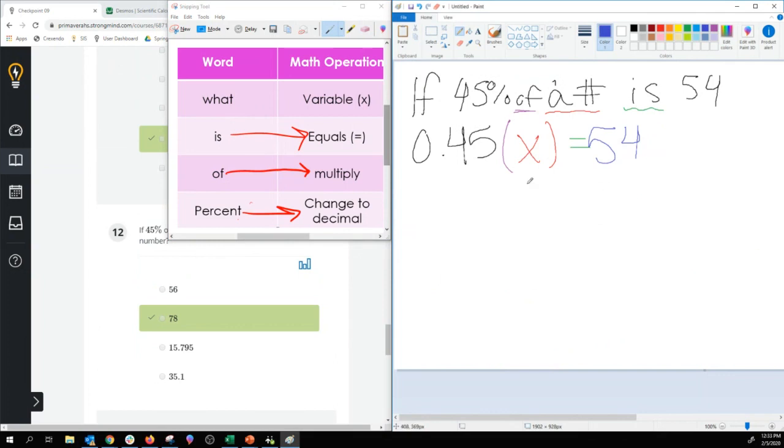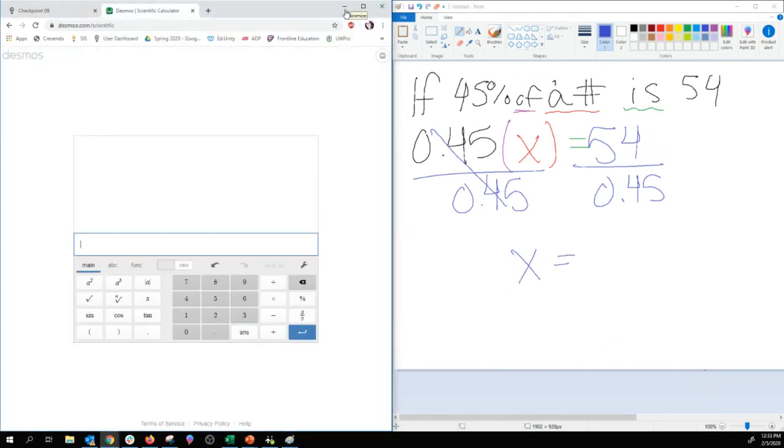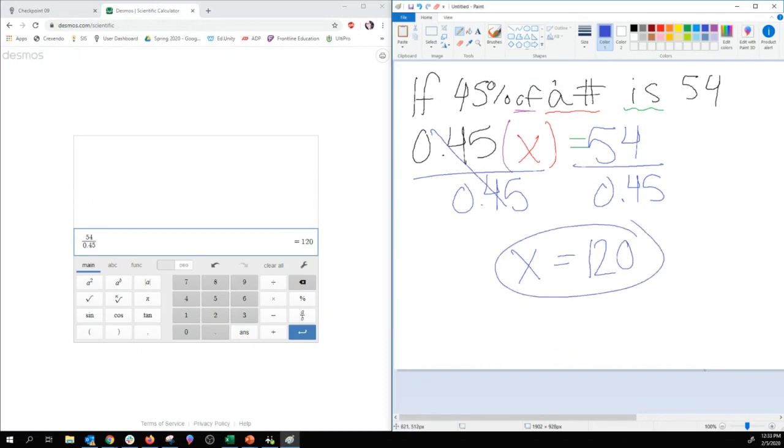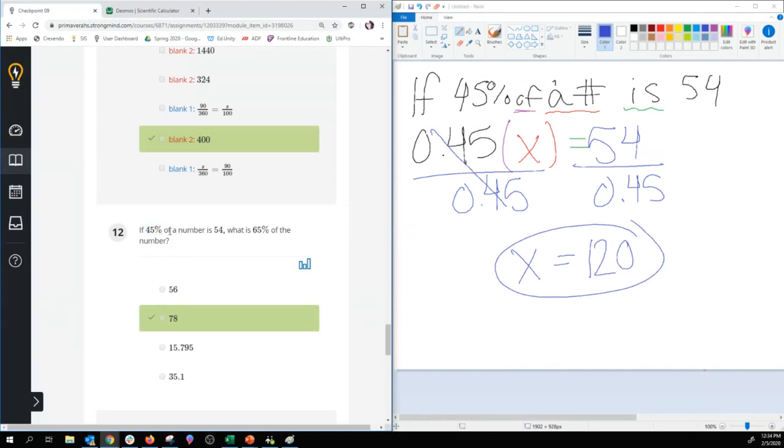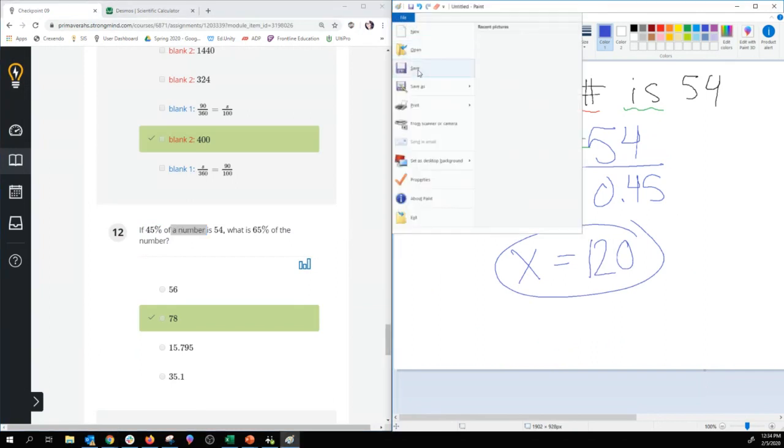So now let's solve this for X. The opposite of multiplying by 0.45 is going to be dividing. So this will go away, and X is going to be 54 divided by 0.45, which is 120. So I know that whatever number, this first number in my problem, this "of a number," that number is 120. So that number is 120.